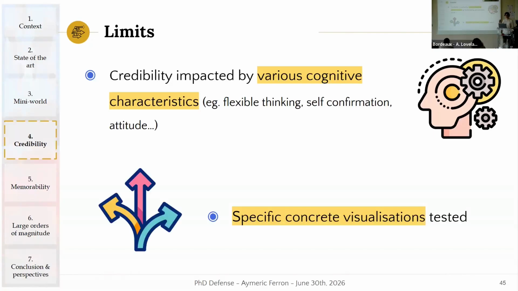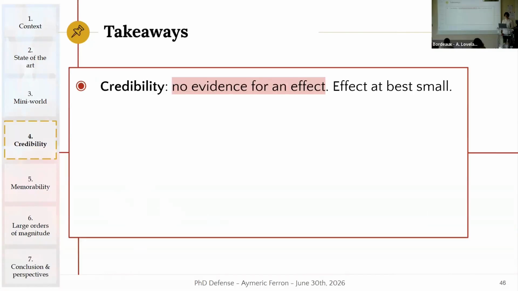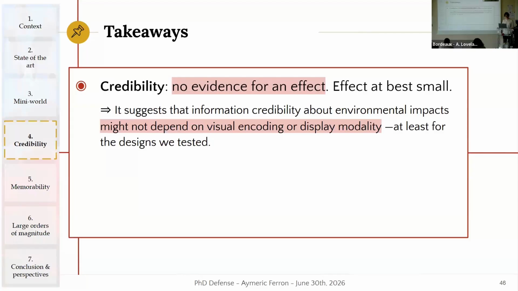And then also I want to report about the specificity of our concrete visualizations. Of course, if we had made other choices, we would have tested other visualizations, and the result might have been different. So future work should try to explore a bit more about those visualizations. So about credibility, we got no evidence for an effect, and the effect is small. It suggests that the information credibility about environmental impacts might not depend on visual encoding or display modality, at least for the design we tested.